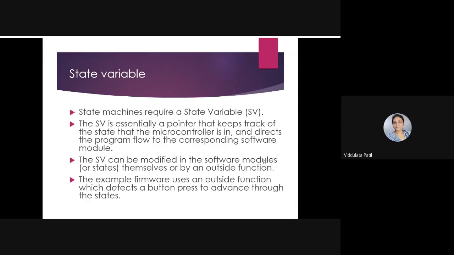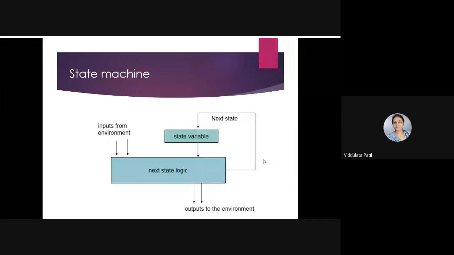Okay, now here, whatever example that we have considered, there is an outside function. So this state variable we are going to change depending on the button press. If we press the button, the output is going to change its state. So there will be a state change, and we are going to do this for all the state changes. As our application will have 8 states, for that we are going to use this outside function.